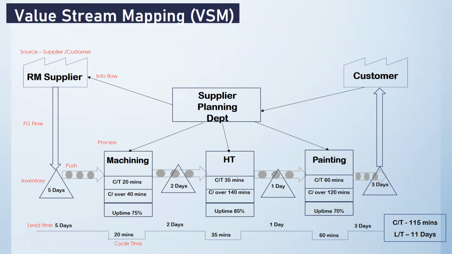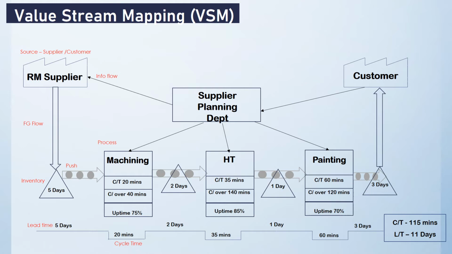So we'll understand this value stream map. It is the complete manufacturing of a single part. It has a machining process, a heat treatment process, and after that a painting process. All three processes are done in-house in one manufacturing unit, and raw material is purchased from an outsourced supplier. Afterwards, after processing all three, it is shipped to the customer.